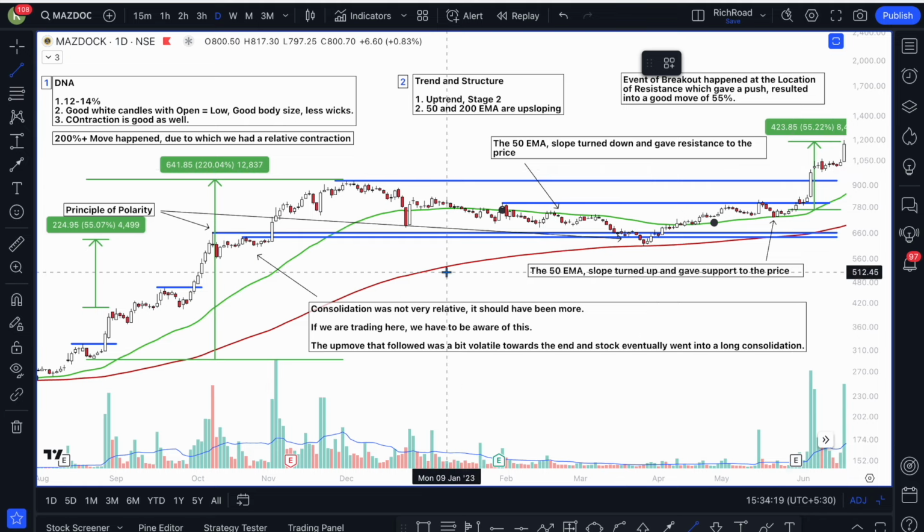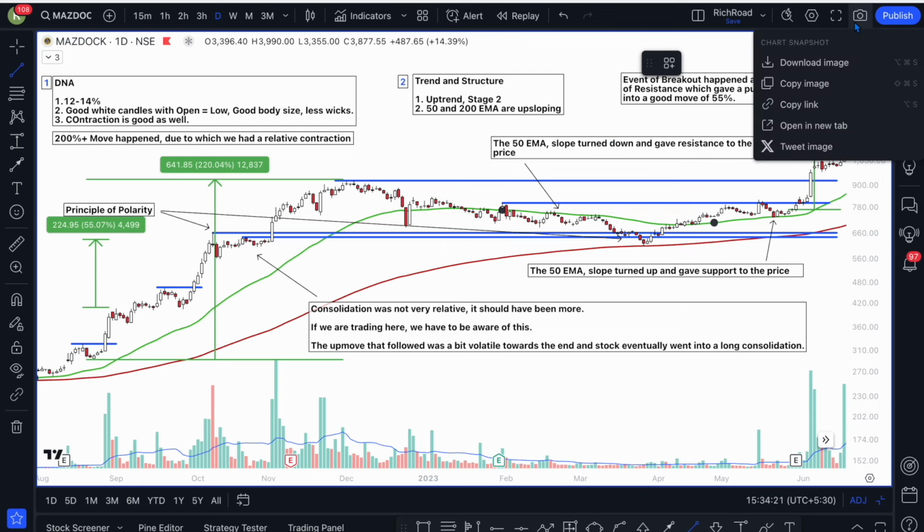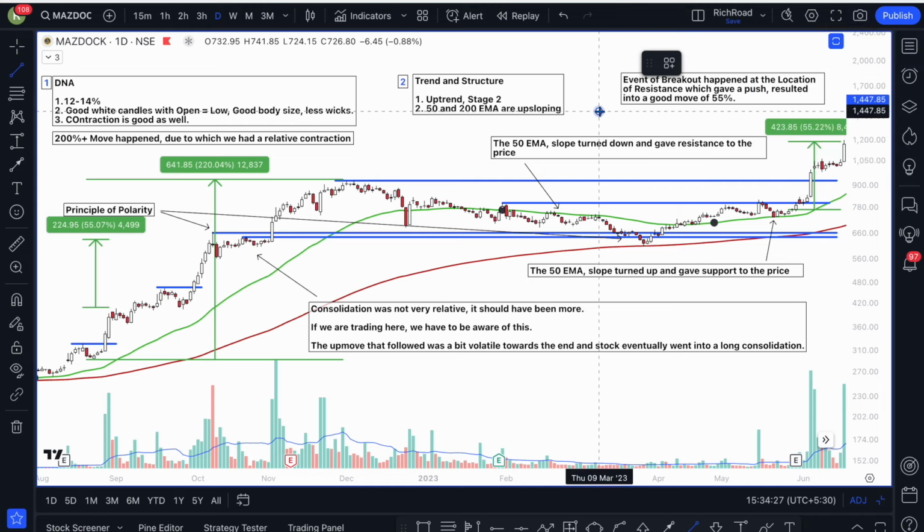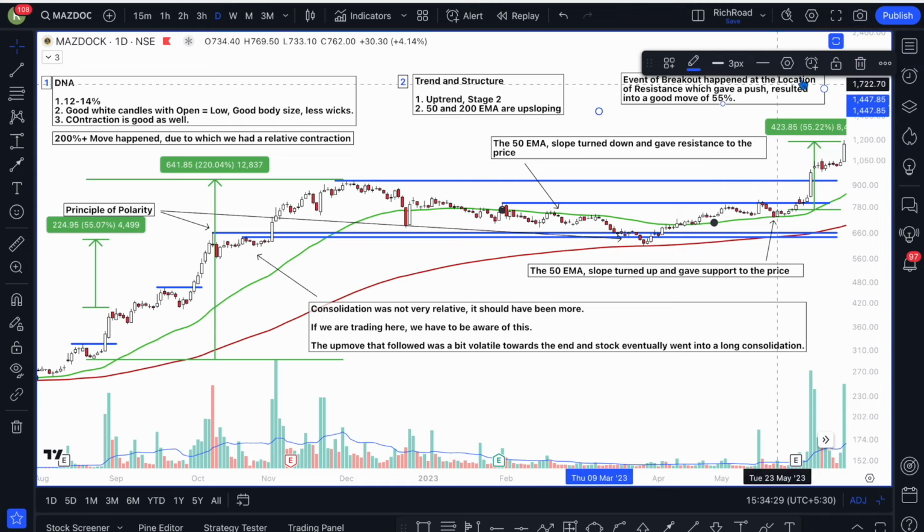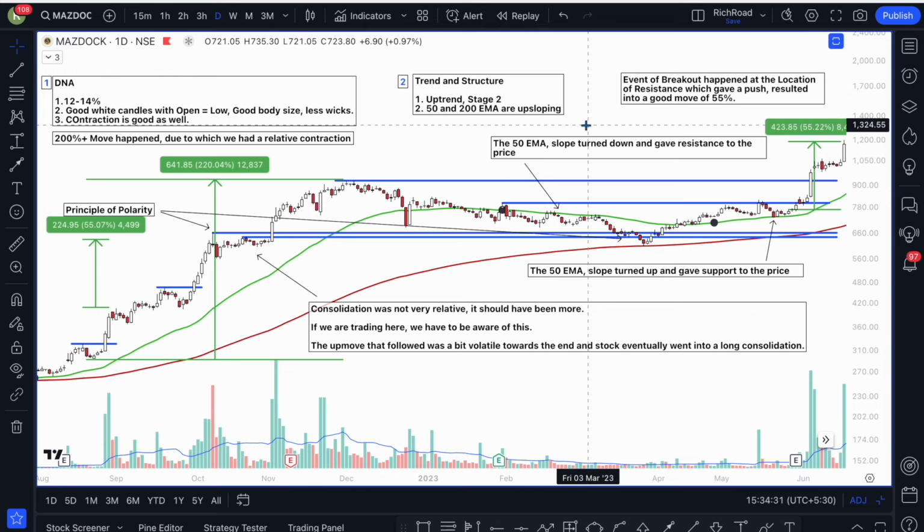So you have analyzed this area, right? Now what you will do is just click on this camera icon, chart snapshot, download the image to your system and post it in the group. How much time will it take you? Trust me, not a lot. Just see, it shouldn't take more. Let's pick up some other stock. Let's take a different example.